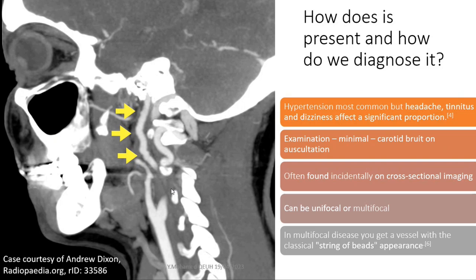It can be unifocal or multifocal. In unifocal cases, you'll just get an area of stenosis or aneurysm within the affected vessel. The multifocal type is more common. And there, as hopefully you can see on this CT angio, looking at the internal carotid here, you get alternating aneurysms and stenoses in the vessel, which give the classical string of beads appearance.